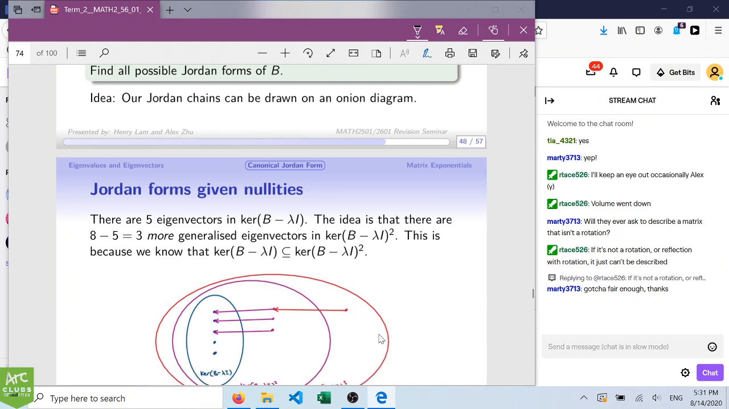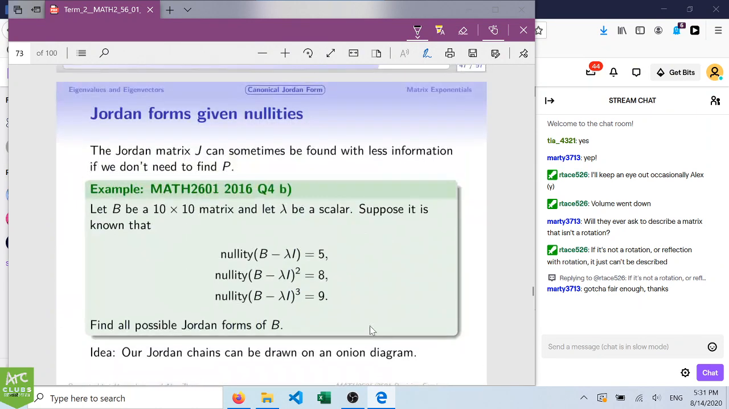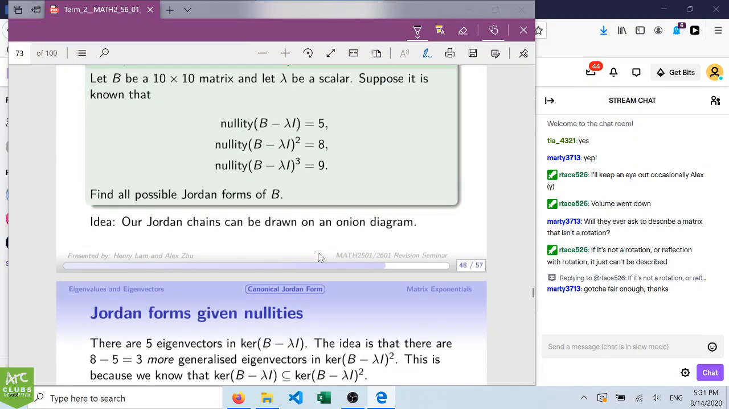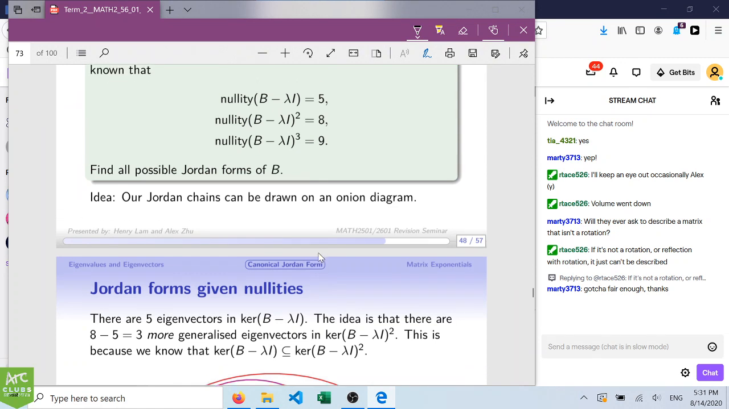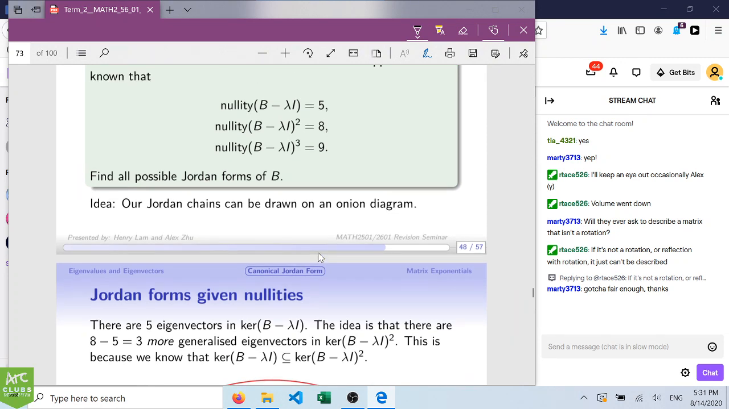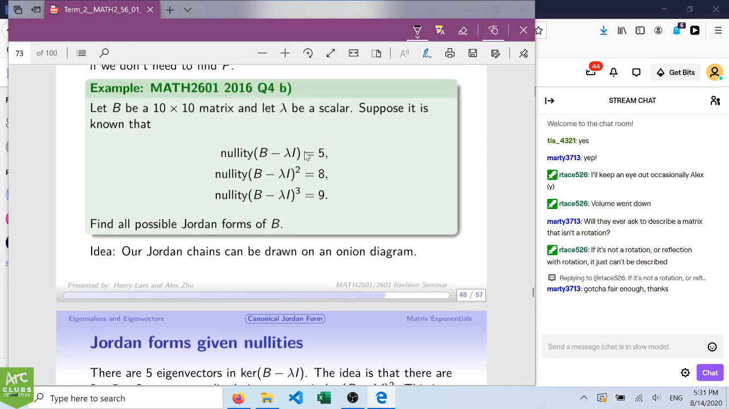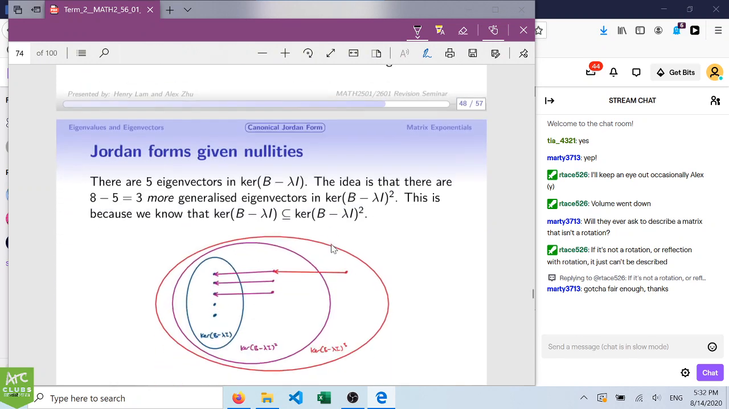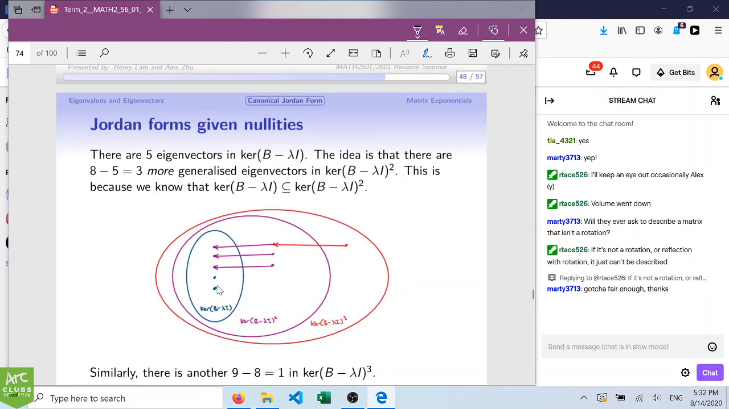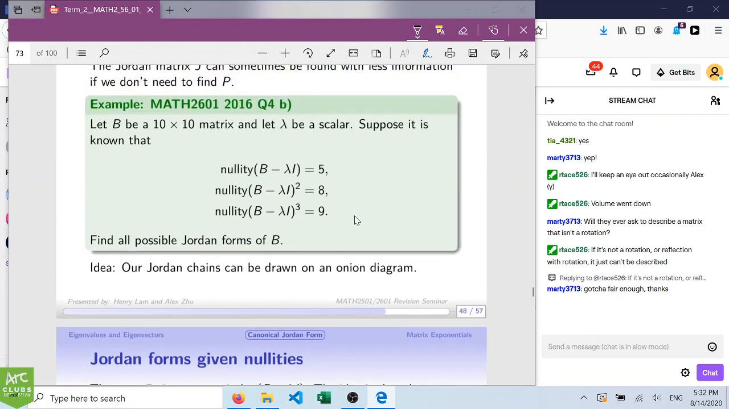Okay, because the nullity of B minus lambda I is 5, that means there are 5 vectors. When we compose B minus lambda I, which is a 10 by 10 matrix, there are going to be 5 rows of zeros, so 5 rows of linearly dependent vectors.